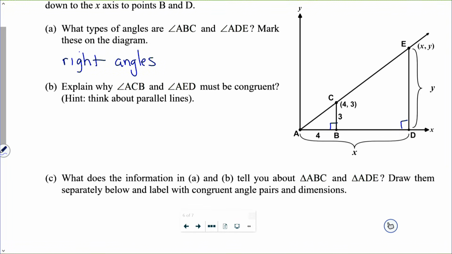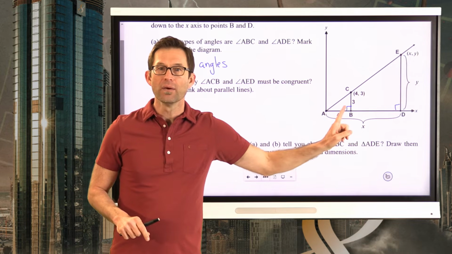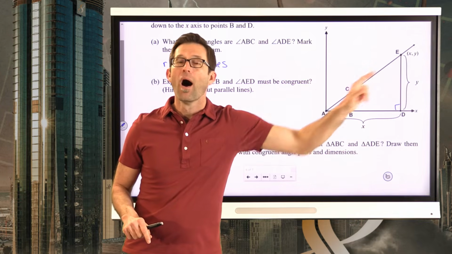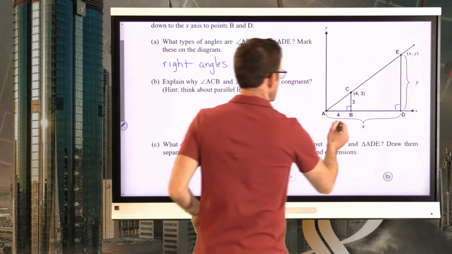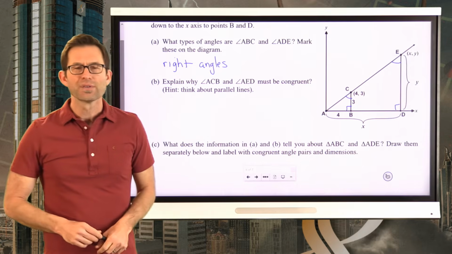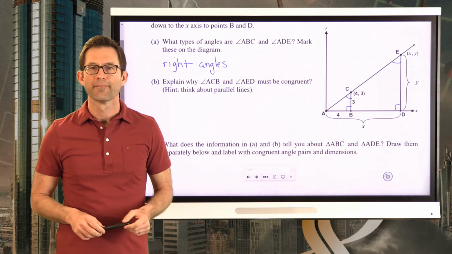Just bring this up a little bit. Letter B. Explain why angle ACB and angle AED must be congruent. Hint, think about parallel lines. So let's again make sure that we get where those angles are. Angle ACB, which is this angle, and angle AED, which is this angle, I claim are congruent. Why do those angles have to be congruent? Let's draw them in really quick as congruent, with an arc there and an arc there. Why would those angles have to be congruent? Pause the video now and see if you can remember some work that we did with parallel lines.